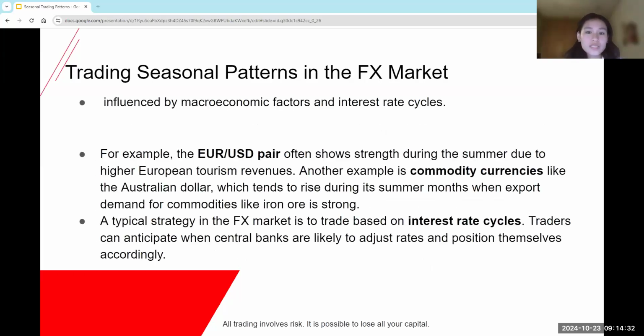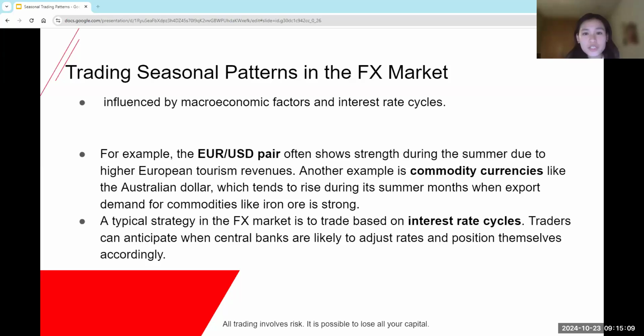Okay, next let's look at the FX market. So in this case, seasonal patterns are largely influenced by macroeconomic factors and interest rate cycles. So earlier I mentioned the pound dollar. So in this example, the euro dollar pair often shows strength during the summer due to higher European tourism revenues. So another example would be the Australian dollar, which tends to rise during its summer months when export demand for commodities like iron ore is strong.